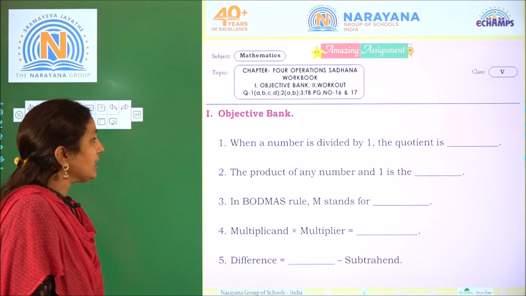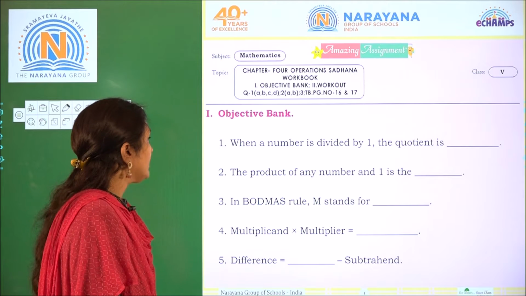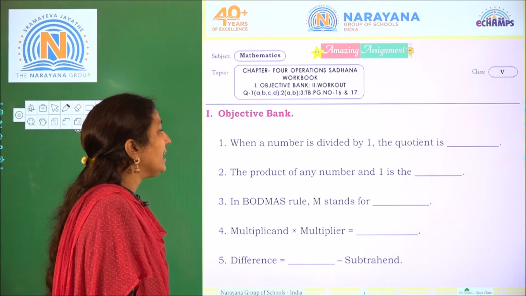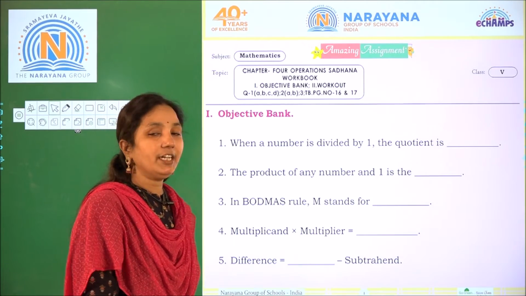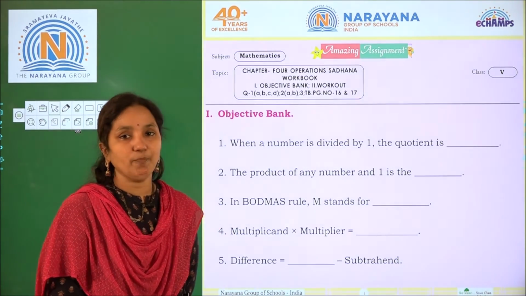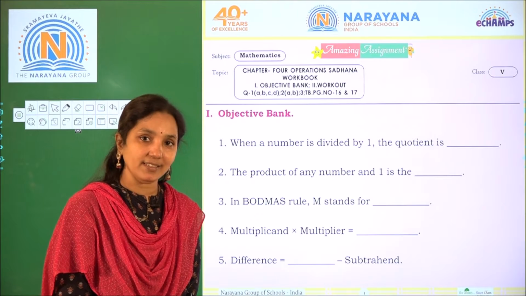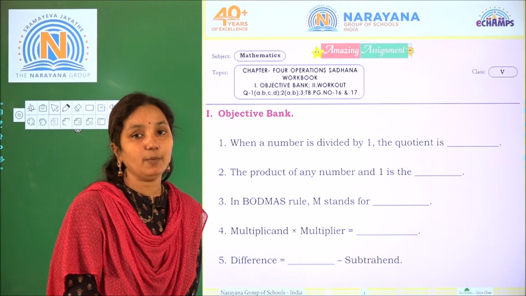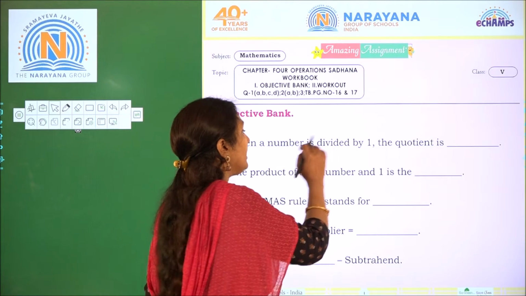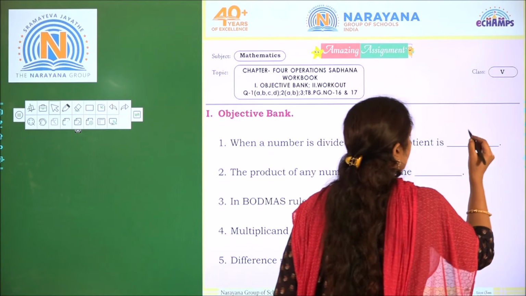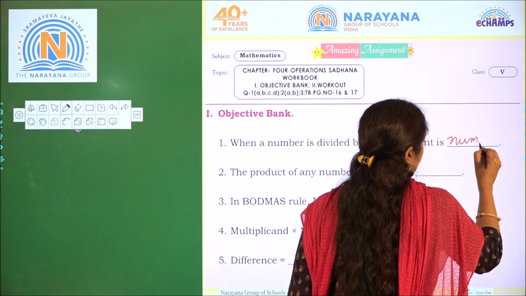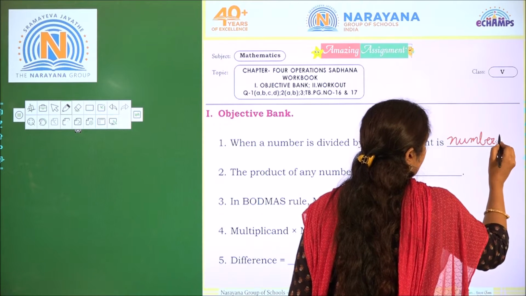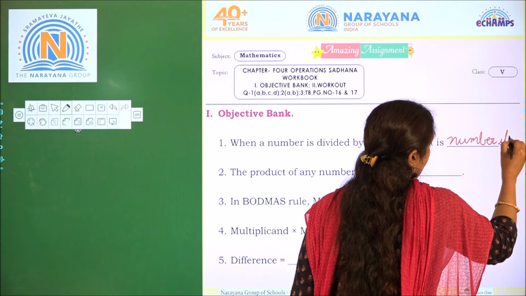Coming to first one, objective bank. First one: when a number is divided by 1, the quotient is... Suppose 5 divided by 1. What did you get? 5 is the answer. So the number itself you get. When a number is divided by 1, the quotient is the number itself.